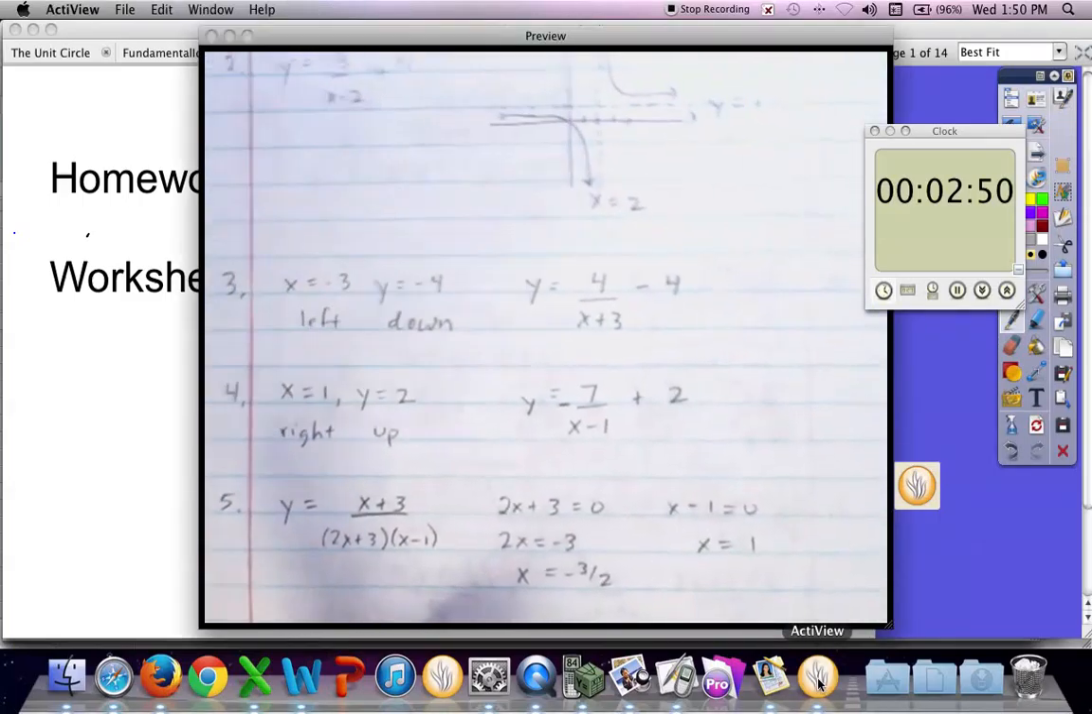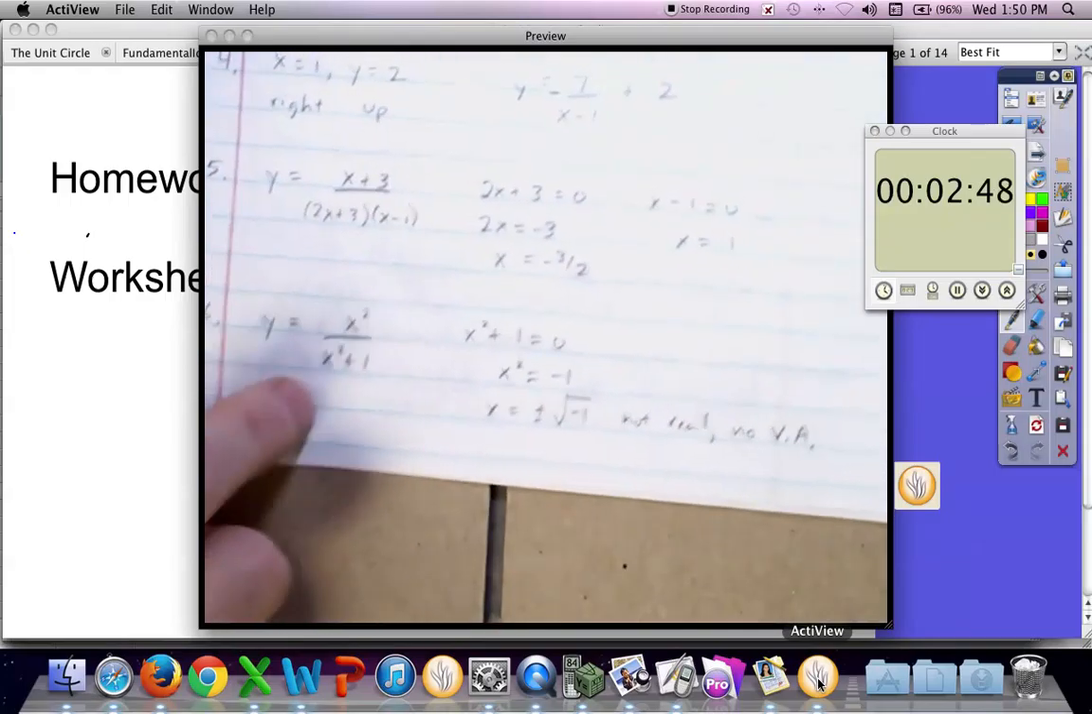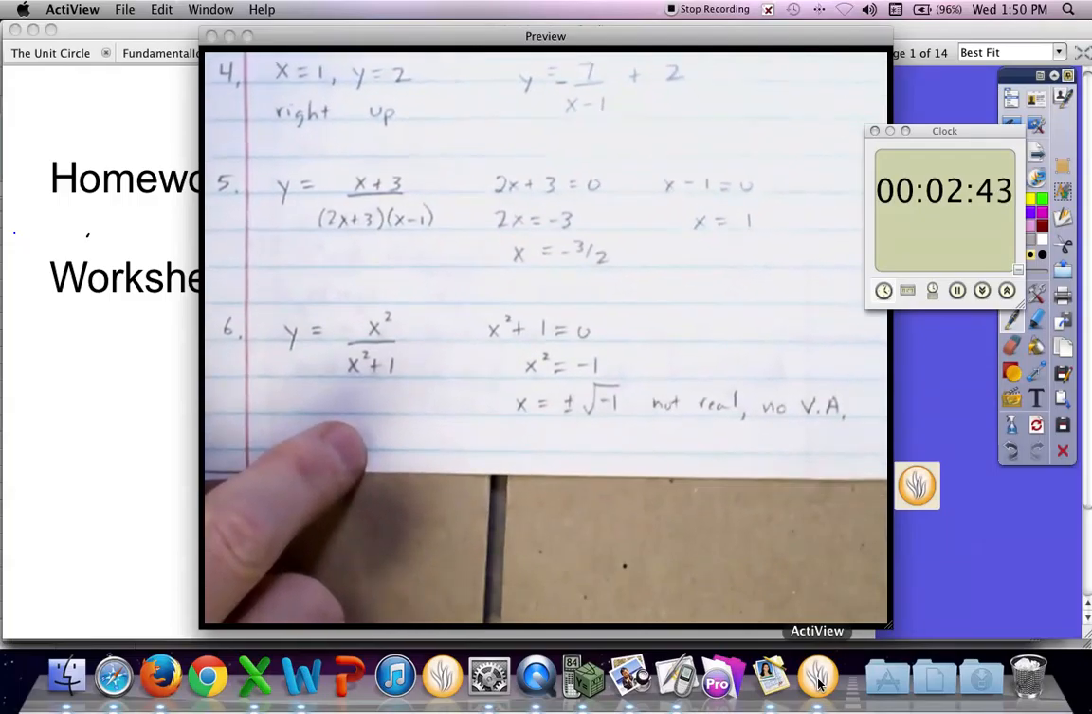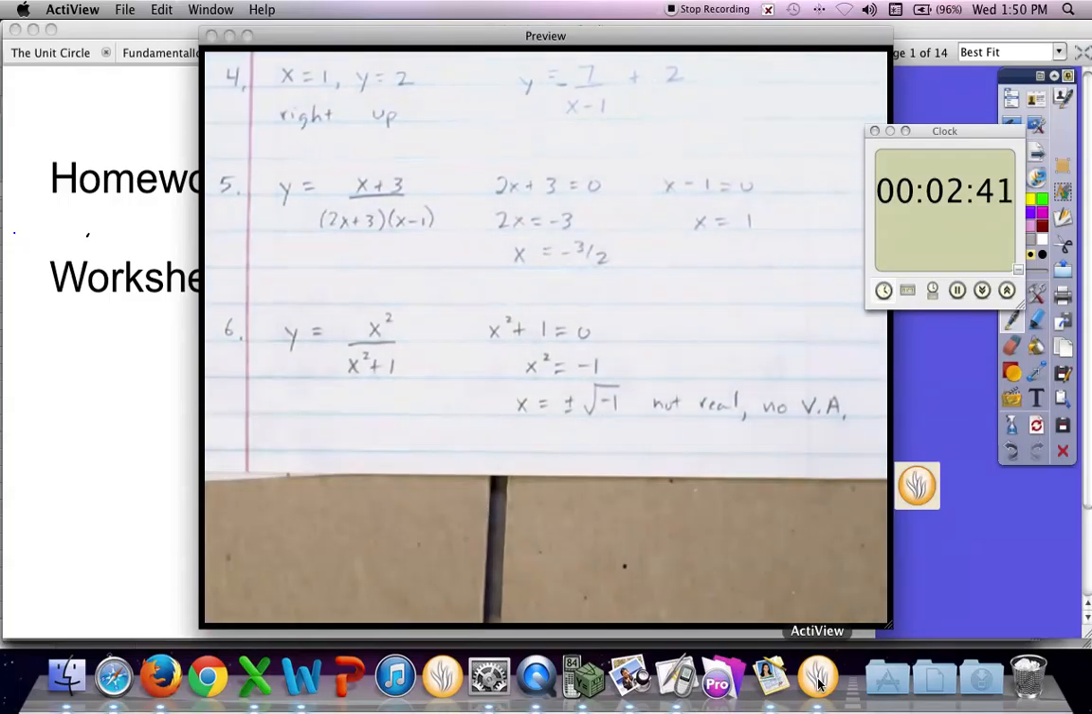Okay, the next, those went pretty well. The 1, 2, 3, 4 went pretty well. These didn't go so well. Right, these two, you were supposed to find the vertical asymptotes, right? Do you remember, how do you find the vertical asymptotes of a rational function?